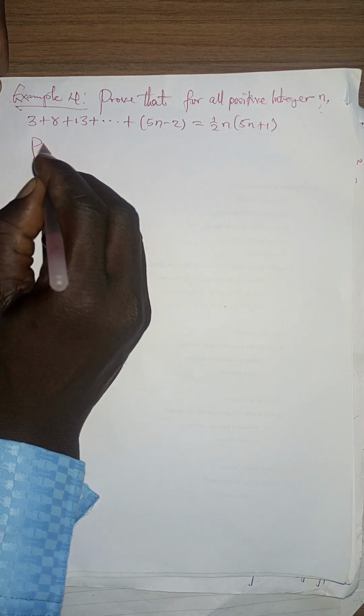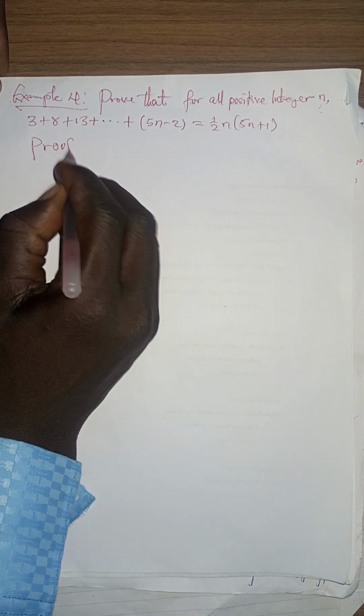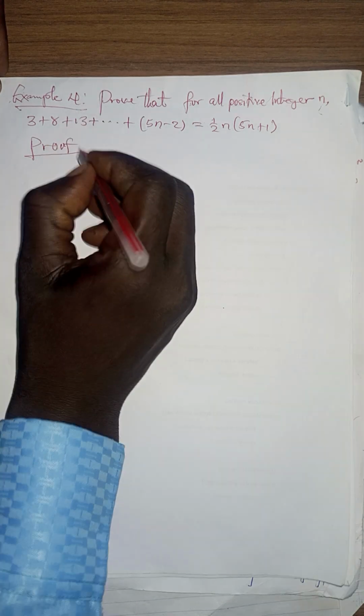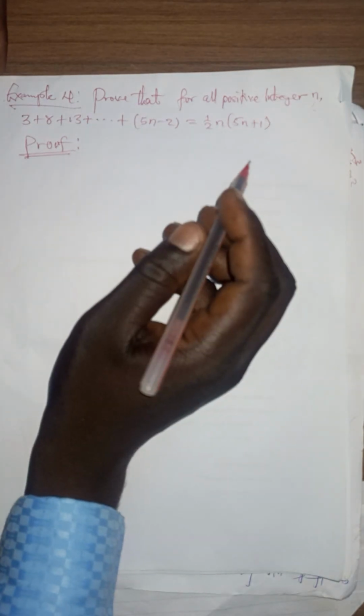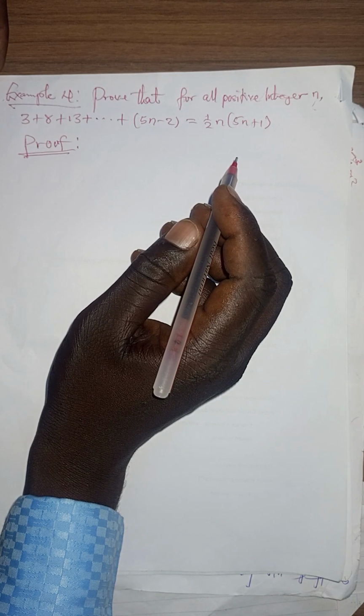In today's video, we are going to look at example 4, where we are asked to prove that for all positive integers n, 3 plus 8 plus 13 plus up to 5n minus 2 is equal to half n into 5n plus 1. Of course, the way to prove this is in two steps: the basis step, and then the inductive step. For the basis step, we prove that it is true for n equals 1.